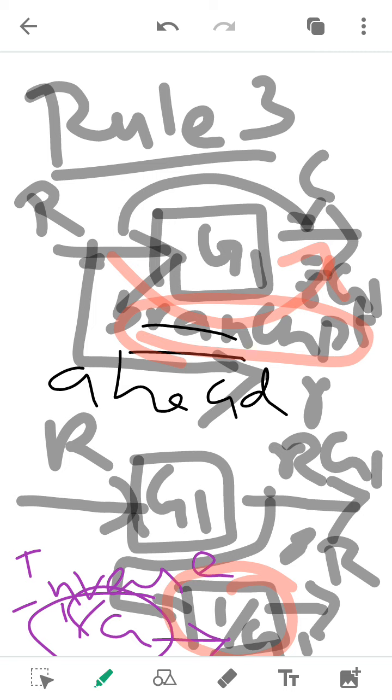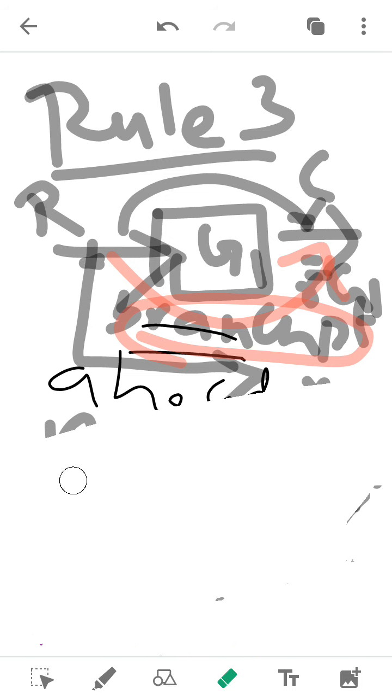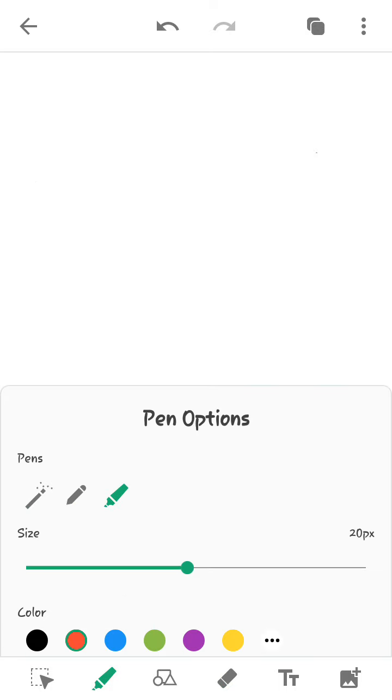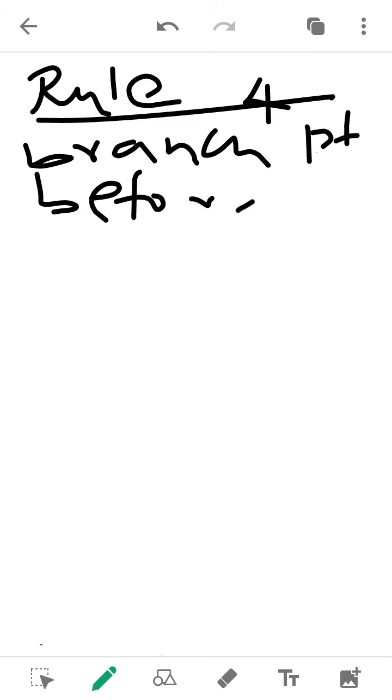Now let us move on to rule number 4, where we are going to move the branch point before the block. Rule 4, where we are going to move branch point before block.